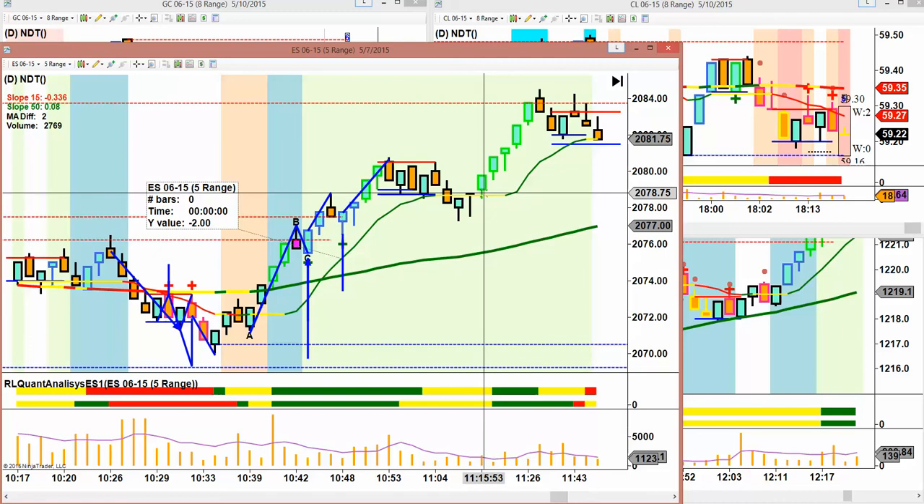So we don't have any trade off the 15. We don't have dual quant line confirmation. There's no trade.